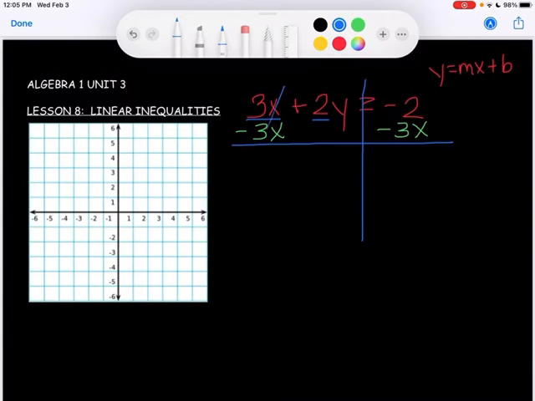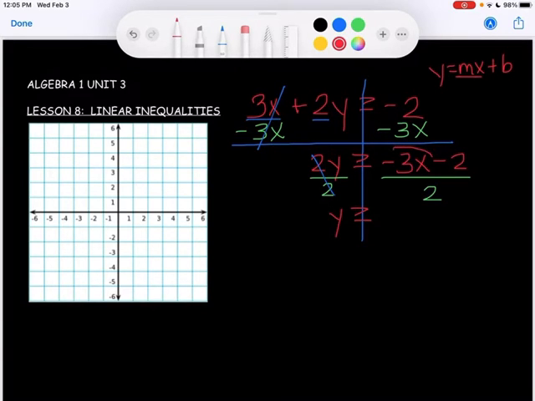So those cancel. So I've got 2y is greater than or equal to. When you're trying to get into slope-intercept form, you want to put your x first because mx is first. So I'm going to write negative 3x minus 2. Next I need to divide by 2 so that I can get y by itself. So those cancel and I get y is greater than or equal to.